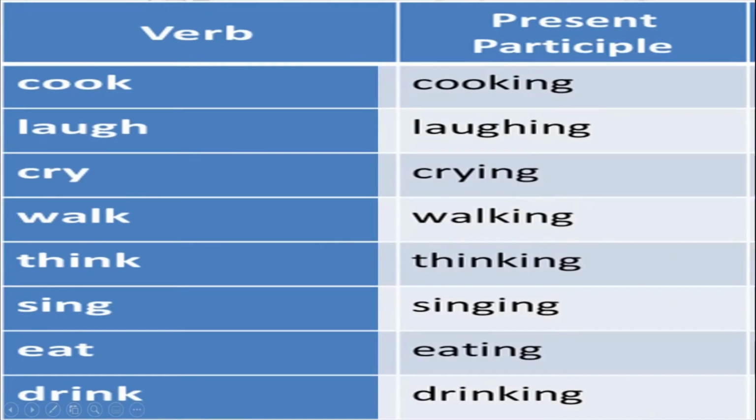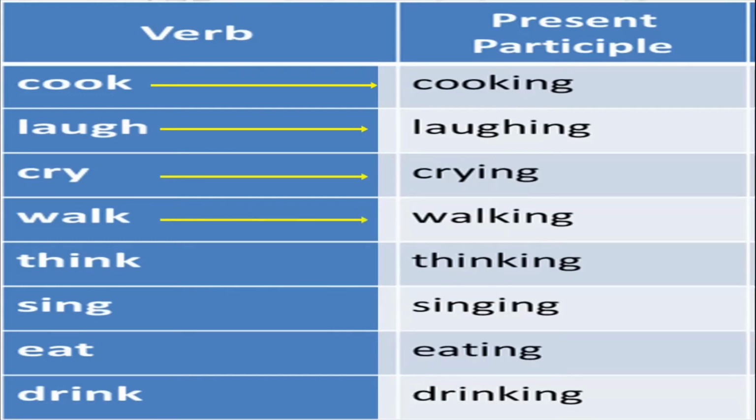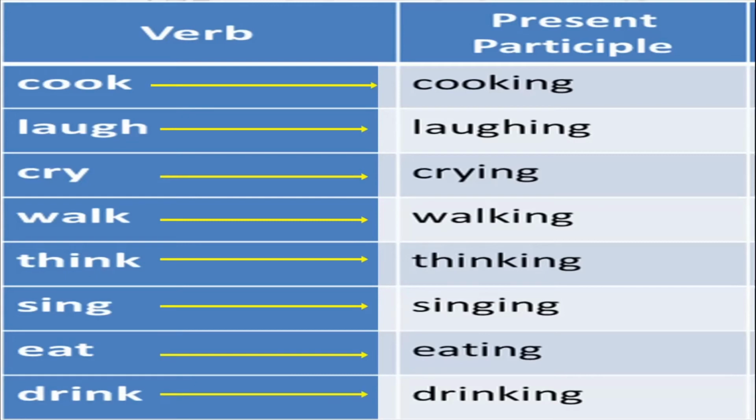Okay, let us look at examples now. So see, cook is cooking, laugh is laughing, cry is crying, walk is walking, think thinking, sing singing, eat eating, and drink drinking. So simple. When you're using a verb in a sentence which shows the present progressive tense, that is, an action is happening in the present but it will continue for some time maybe, then that is called the present participle use or form of the verb.